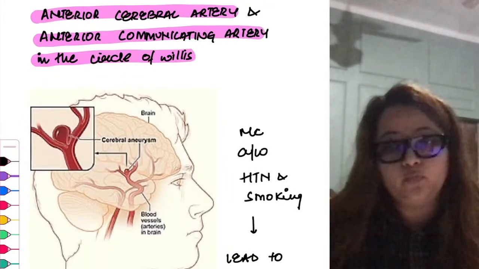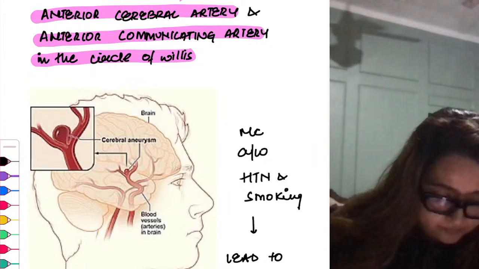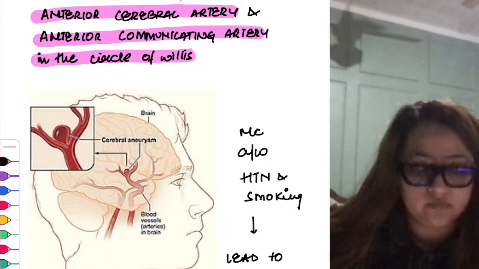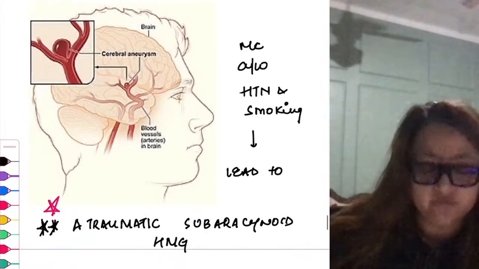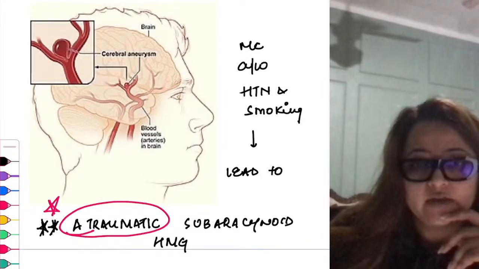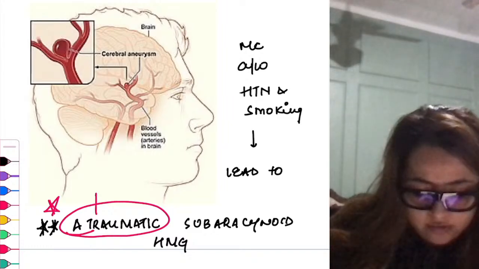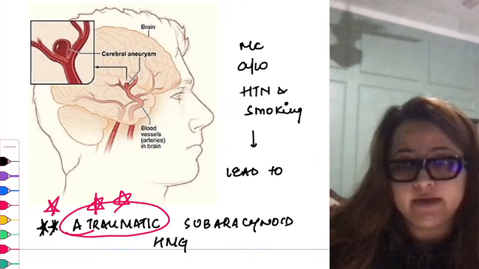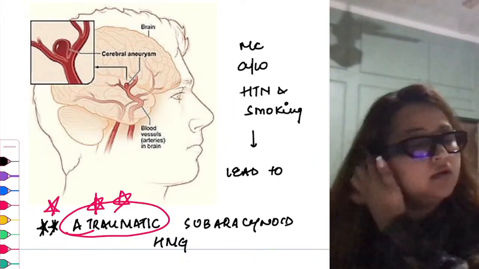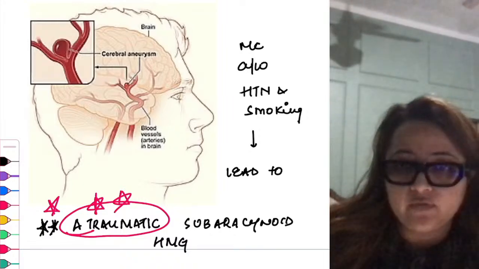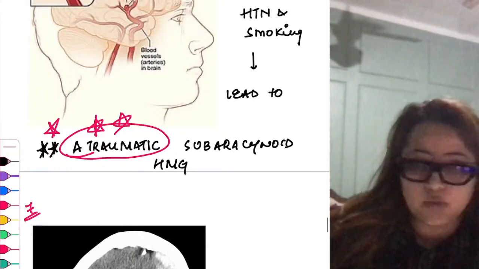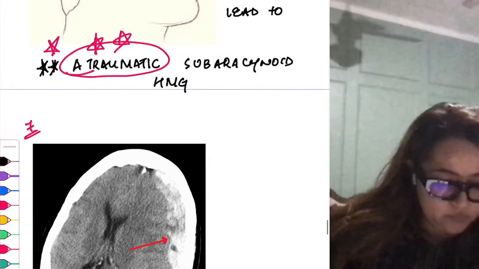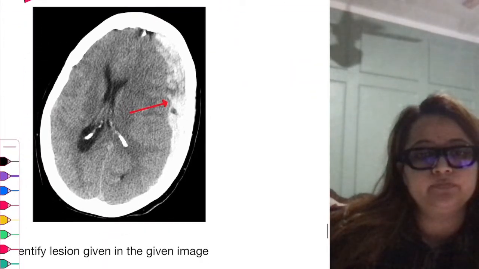Now, a very, very high yield point, so you should mark it. Rupture of a berry aneurysm is a very important cause of atraumatic subarachnoid hemorrhage. So remember this: atraumatic. Without a history of trauma, if the patient lands in the ER with subarachnoid hemorrhage, then most likely they are talking about the rupture of a berry aneurysm. This is a very important point: a hypertensive patient who is also a chronic smoker. Now moving on to the next high yield image.